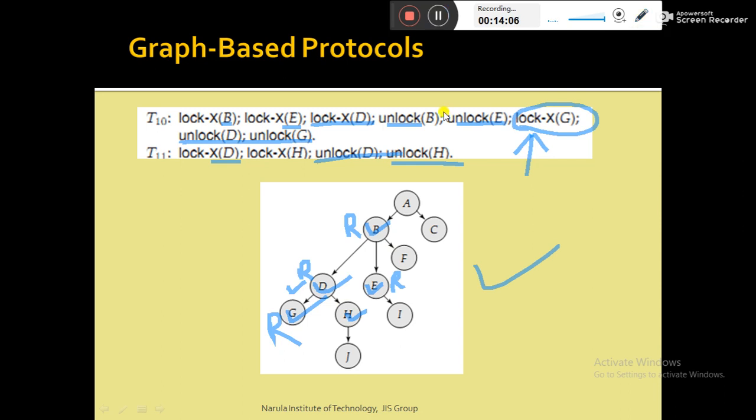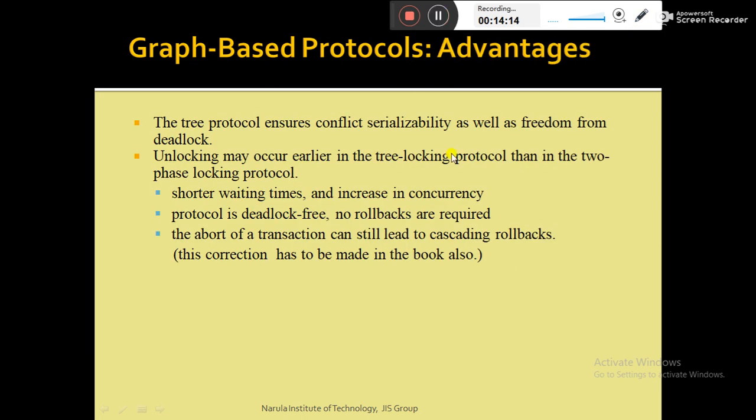Yes, it also follows the graph-based protocol. Now the graph-based protocol has some advantages and disadvantages. Let's look at them on the next slide. So first, what are the advantages of the graph-based protocol? As I have mentioned, the tree-based protocol and the graph-based protocol are the same. The tree-based protocol ensures conflict serializability, and it is also deadlock free. In the two-phase locking protocol, it was not deadlock free. Deadlock may happen in two-phase locking, but in the graph-based protocol it is free from deadlock.